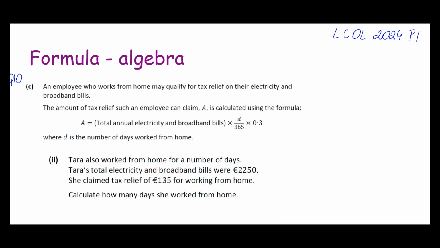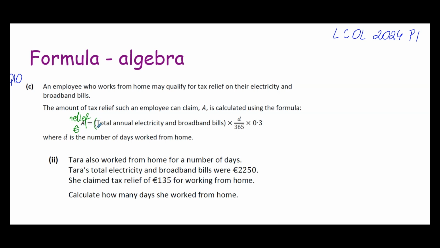This is an example of a question where a formula is given to us, a formula that we haven't seen before. Let's see. An employee who works from home and qualifies for tax relief on the electricity and broadband bills. The amount of tax relief such an employee can claim, A, is calculated using the formula. So here, this is relief. That's where we're going to have euro that is equal to the relief.